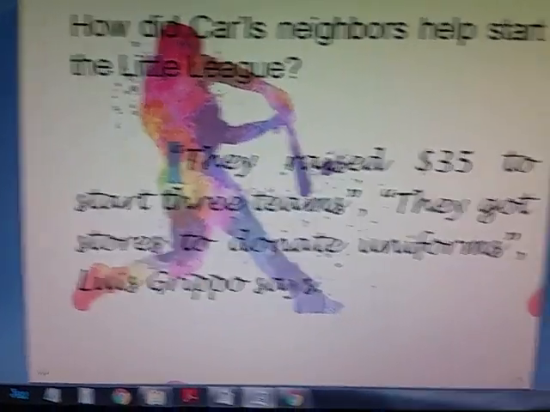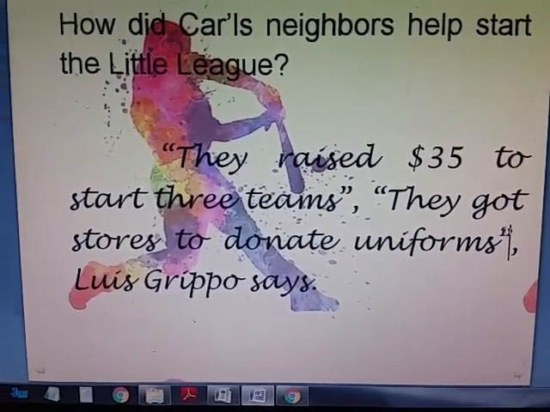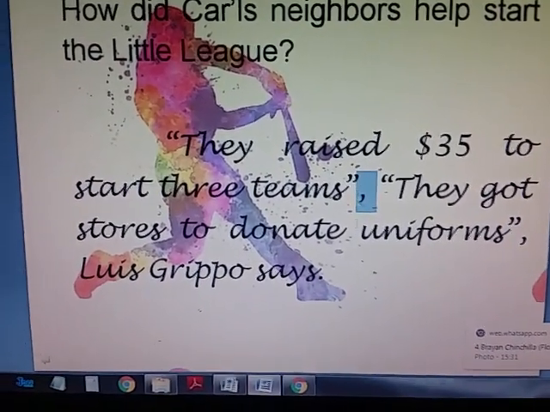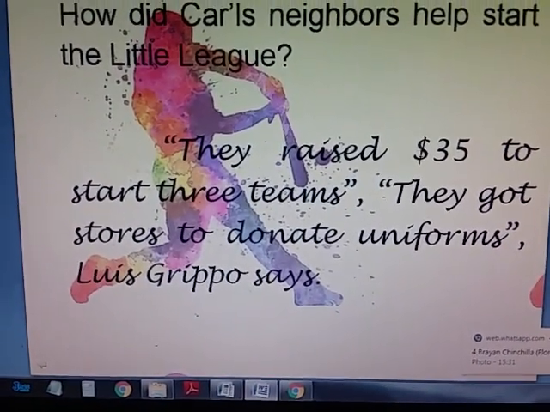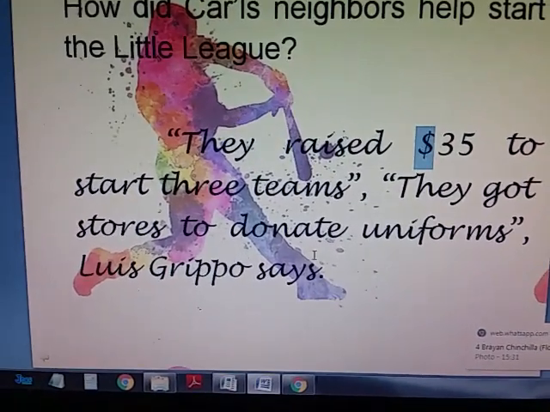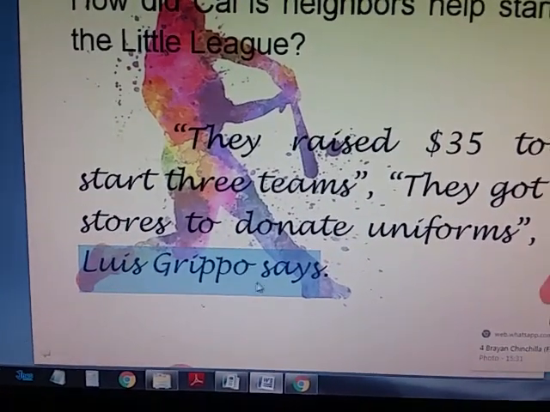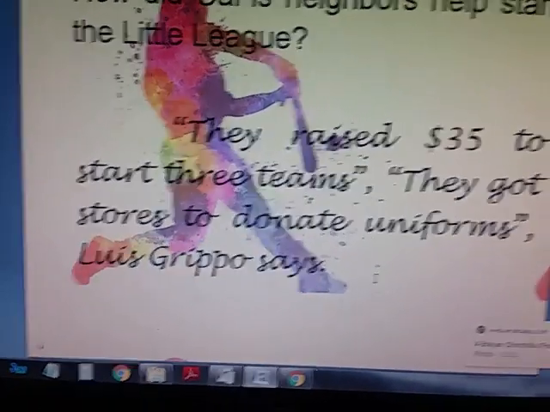Quotation marks, that's also important. Before and after my quote. A comma over here, the symbol of dollars. And don't forget to give credit to Lois Grippo by saying Lois Grippo says.